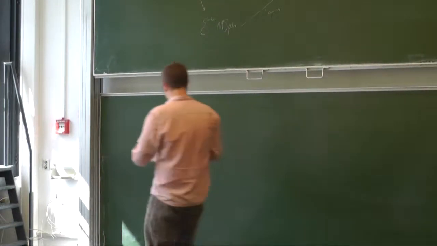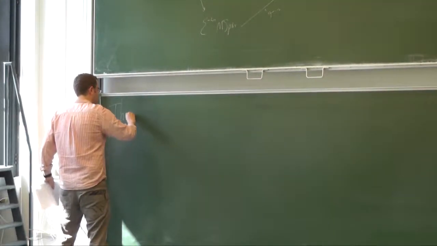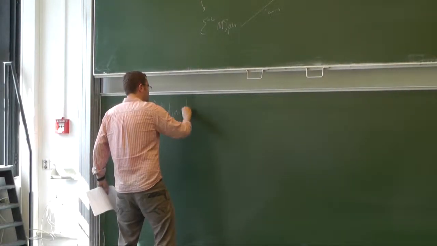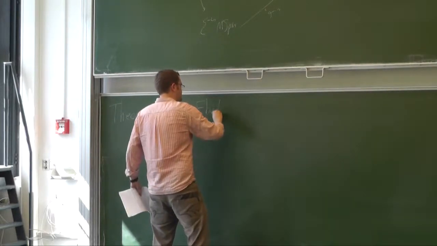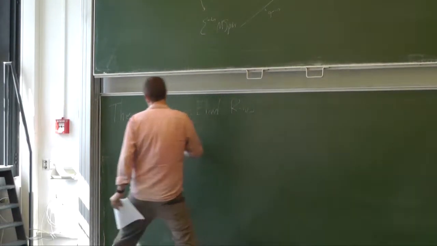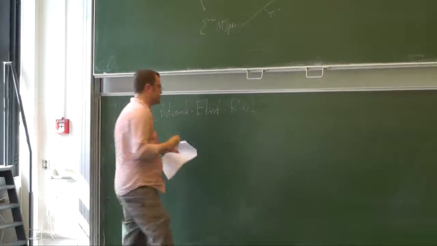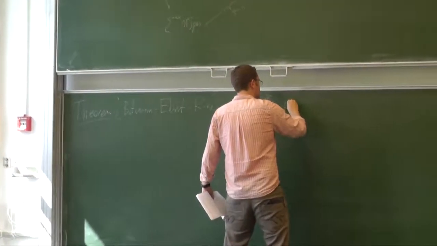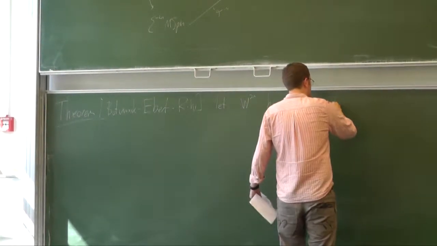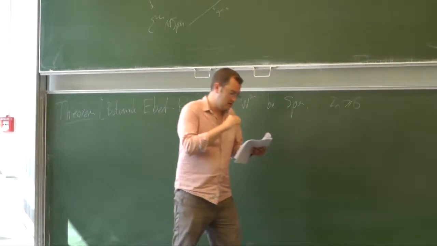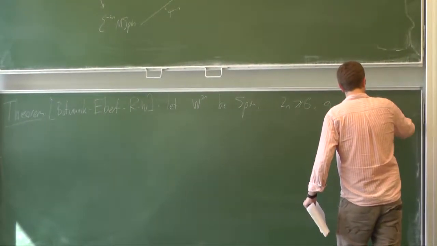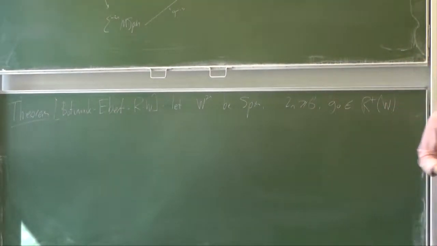I can state the theorem. And the theorem says that, let W2n be spin, 2n at least 6. Let g naught be a base point in the space of positive scalar curvature metrics, so implicitly it has to not be empty.